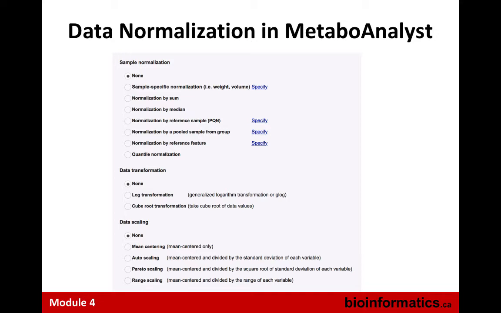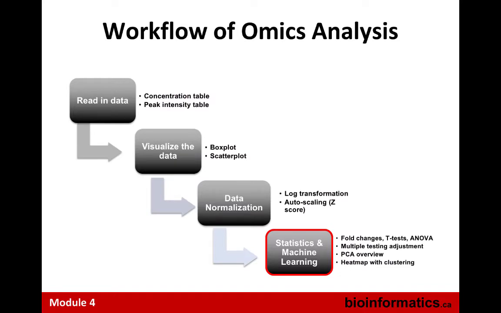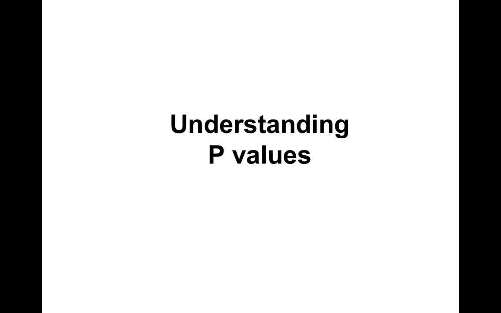So, good question. And now we're going to the last step, which is stats and machine learning, and it's probably going to take a long time. The first two steps are relatively simple, but very important, okay? If you're not doing them properly, you're going to have trouble here, so whatever conclusion you reach is probably not that robust. So understand p-values. Everybody thinks they understand them.